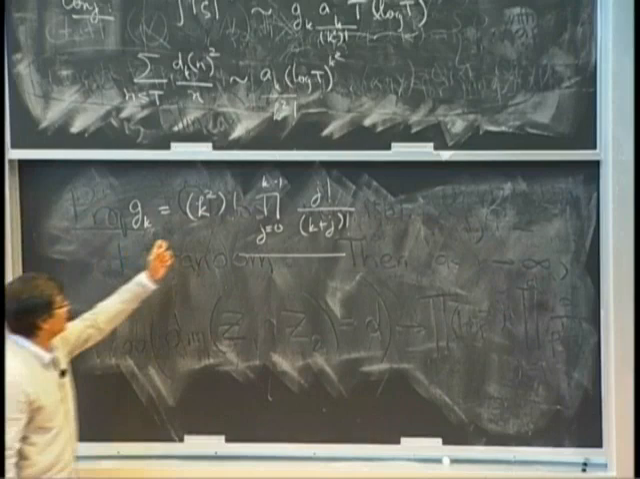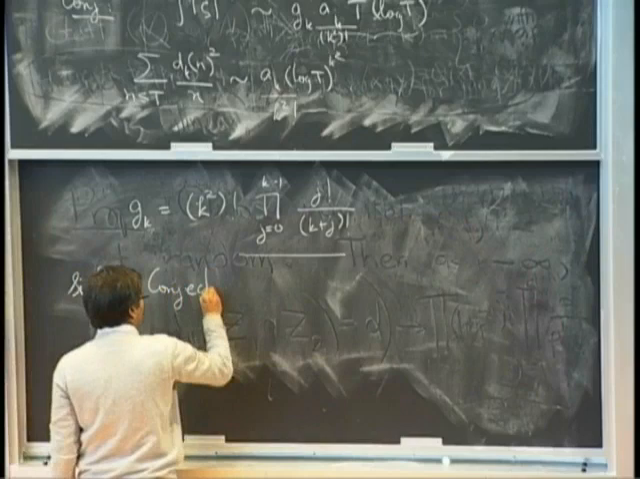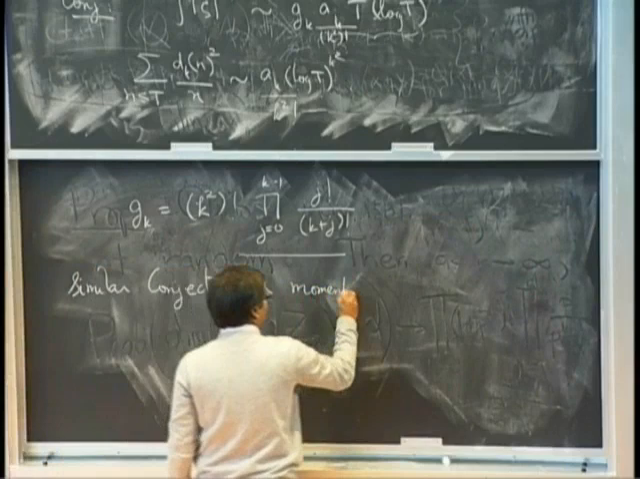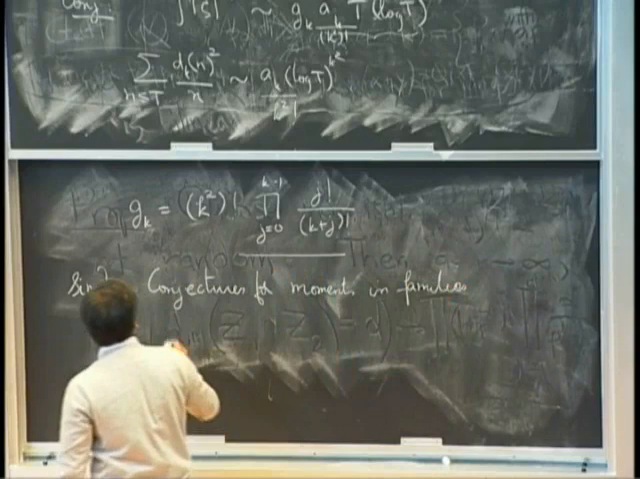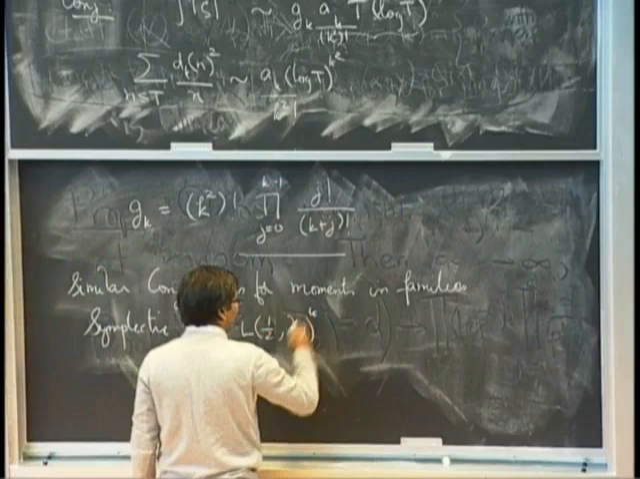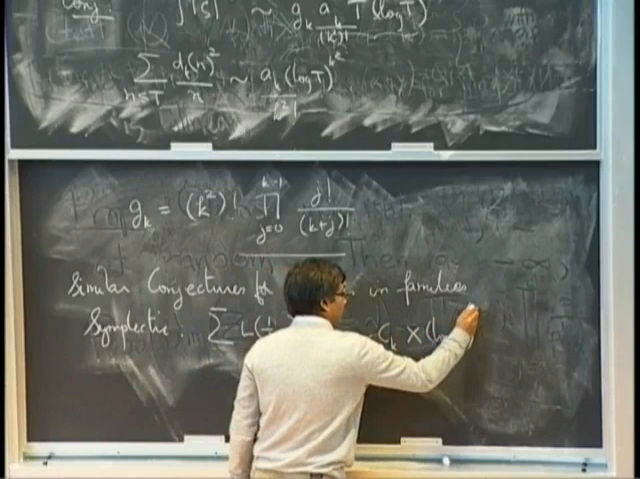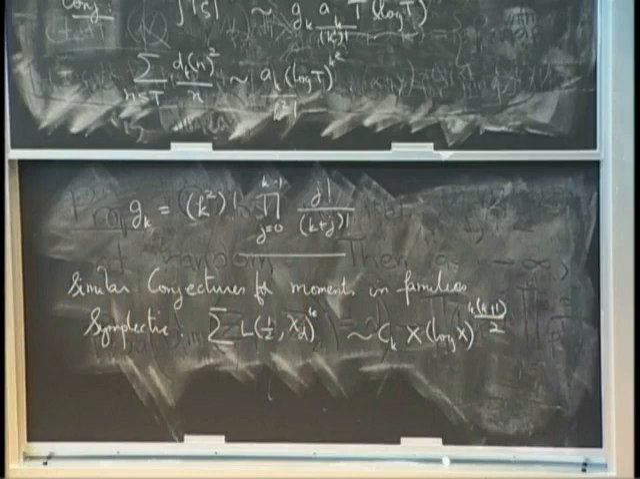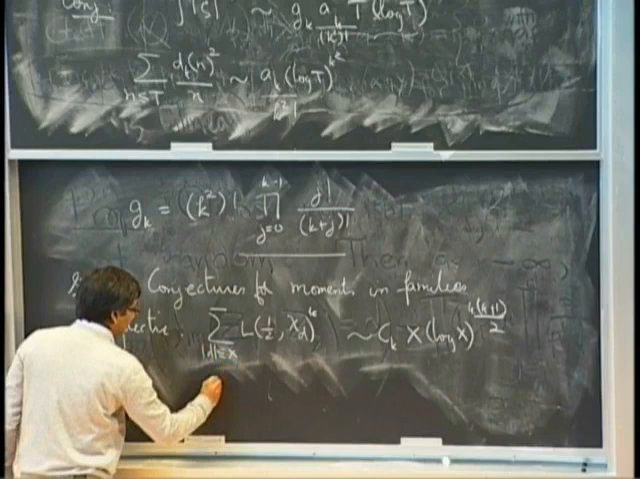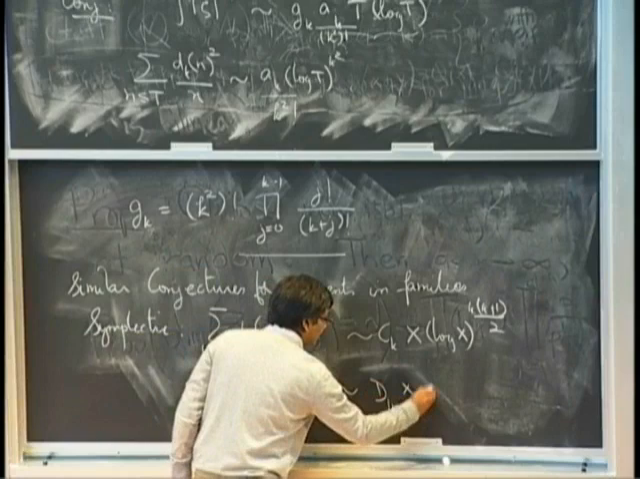And they also gave a conjecture for moments in families. So, for example, in the symplectic case of all quadratic Dirichlet L functions, there's a conjecture which says that if you look at the kth moment, you get something of size some constant. Now I'm not going to spell out what this is. But the exponent on the power of log is different. It's k times k plus 1 over 2 instead of k squared. And if you look at quadratic twists of a modular form, then you get something like another constant dk, let's say, x log x to the k times k minus 1 over 2.